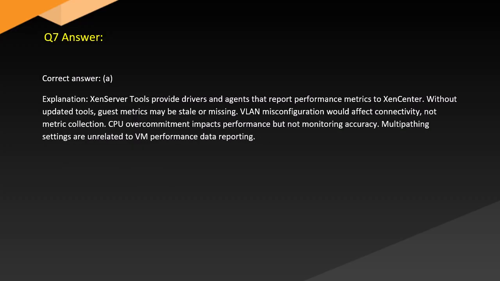Answer. Correct answer: A. Explanation. XenServer tools provide drivers and agents that report performance metrics to XenCenter. Without updated tools, guest metrics may be stale or missing. VLAN misconfiguration would affect connectivity, not metric collection. CPU overcommitment impacts performance but not monitoring accuracy. Multipathing settings are unrelated to VM performance data reporting.